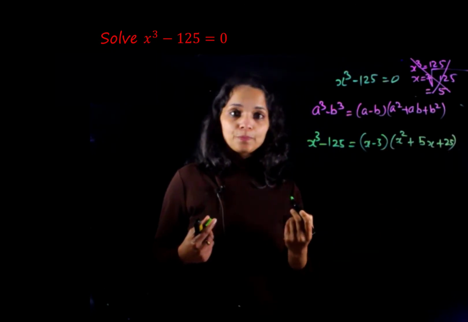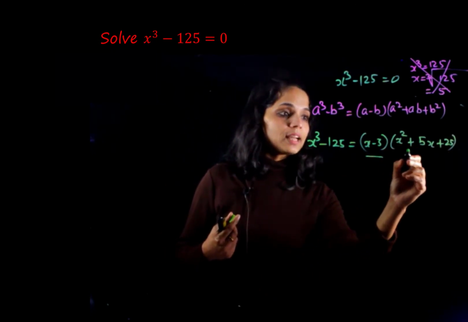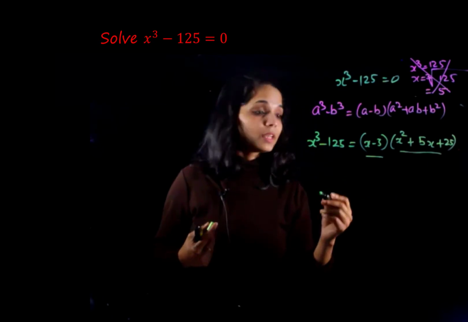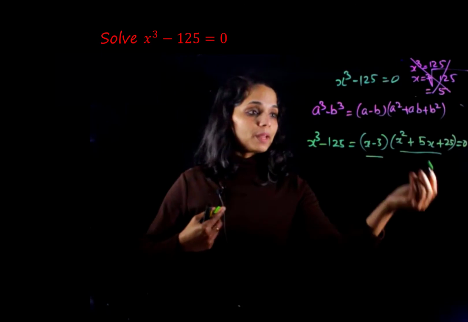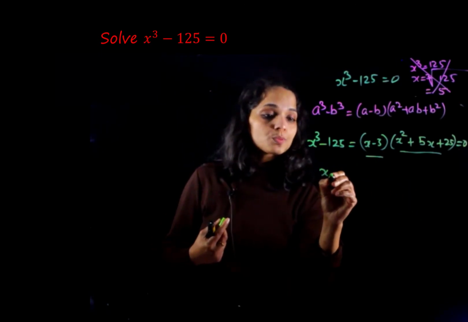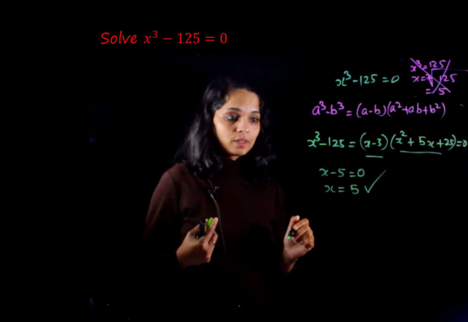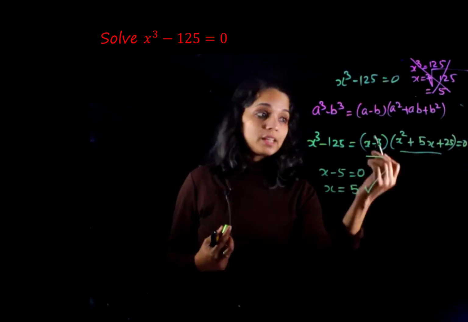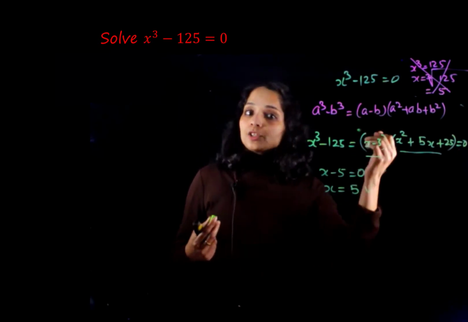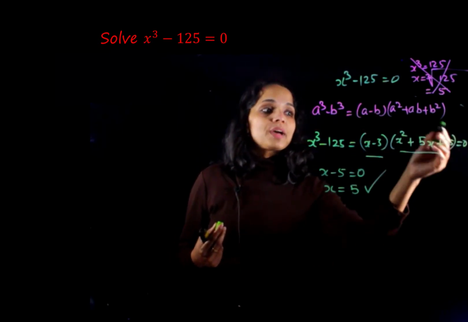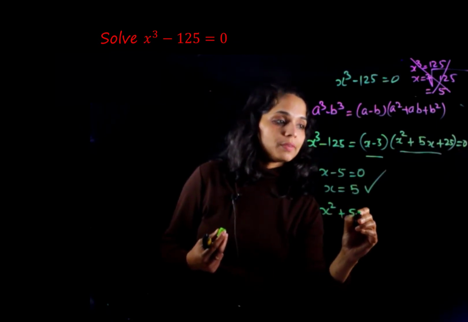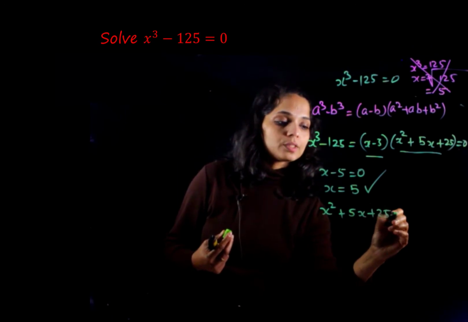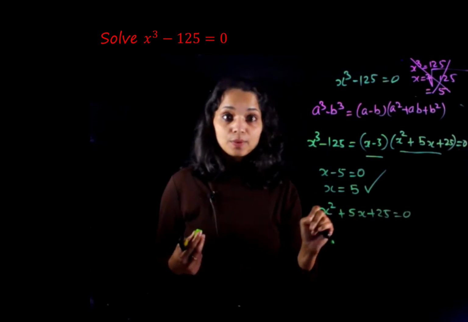That's b squared. So this is a linear factor and this is a quadratic factor. Now applying the null factor law, that's equal to 0. By applying the null factor law, x minus 5 equals 0, so that gives x equals 5 as one solution. To get the other solutions, we need to factorize this quadratic function. So this gives x squared plus 5x plus 25 equals 0. You need to find the other two factors from this one.